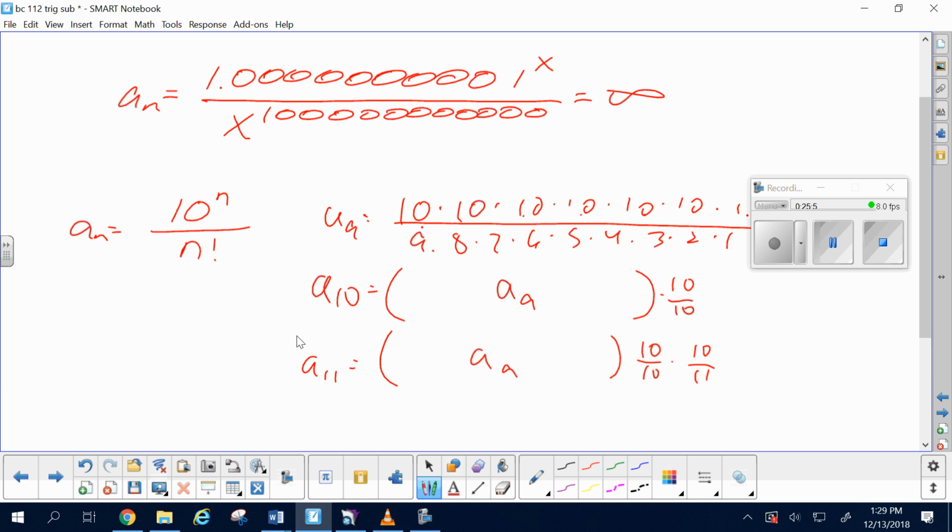Factorial wins because while the top always continuously gives another 10, the denominator is giving another greater number. And so the factorial is more powerful. More powerful than both of those is that factorial. That's the mother of all.